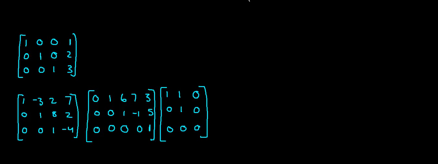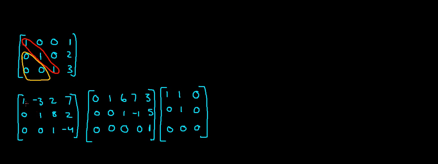Gaussian elimination is a method of solving systems of linear equations. The first step is to get it in echelon form. Echelon form is characterized by this diagonal of ones and triangle of zeros.